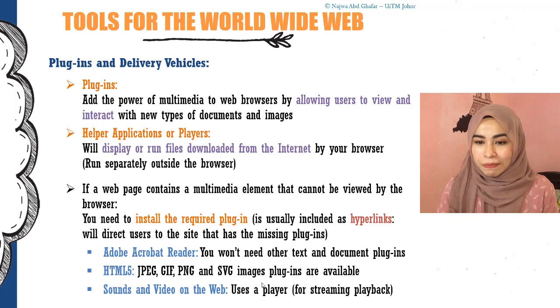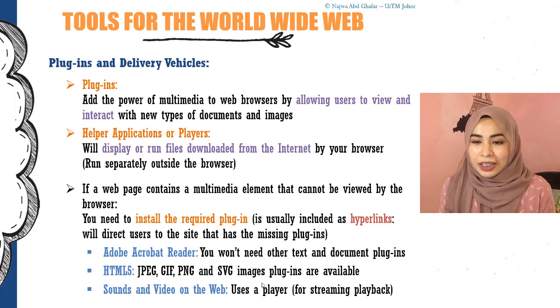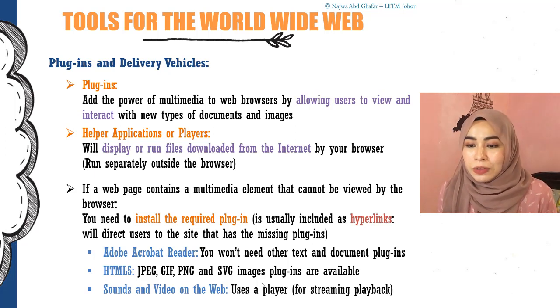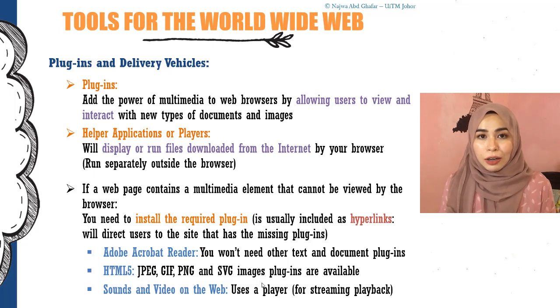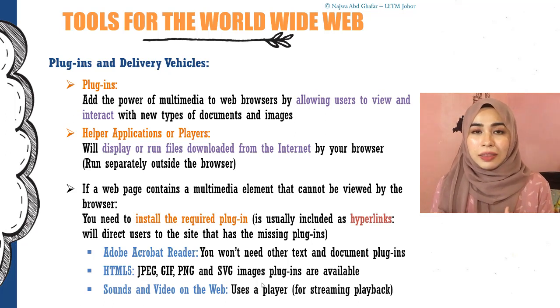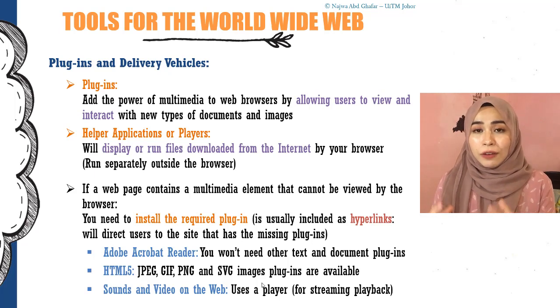Lastly, we have plugins and delivery vehicles. Plugins allow users to view and interact with many types of documents and images. Like I've said, whenever you want to put something on the internet, there might be some plugins required to open it up, such as Flash animation. You might need to have a Flash plugin.